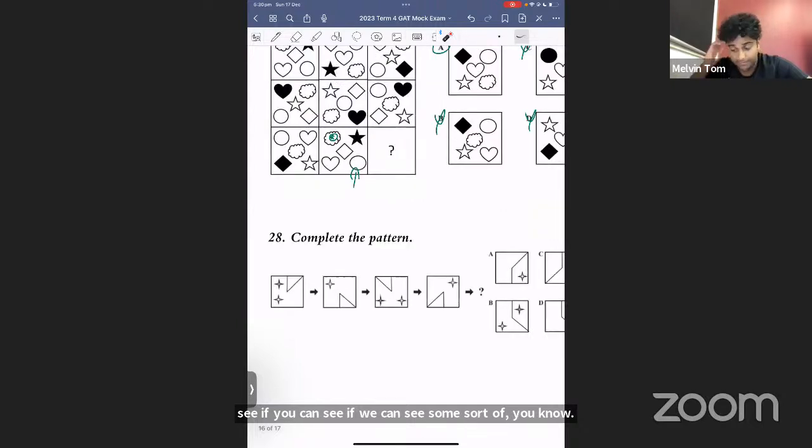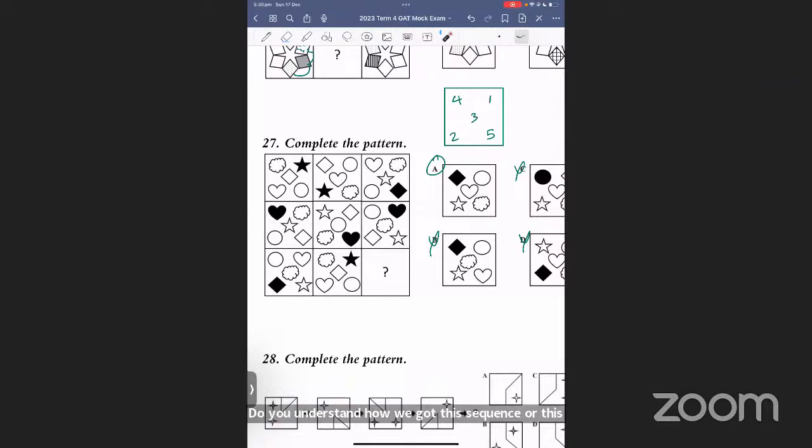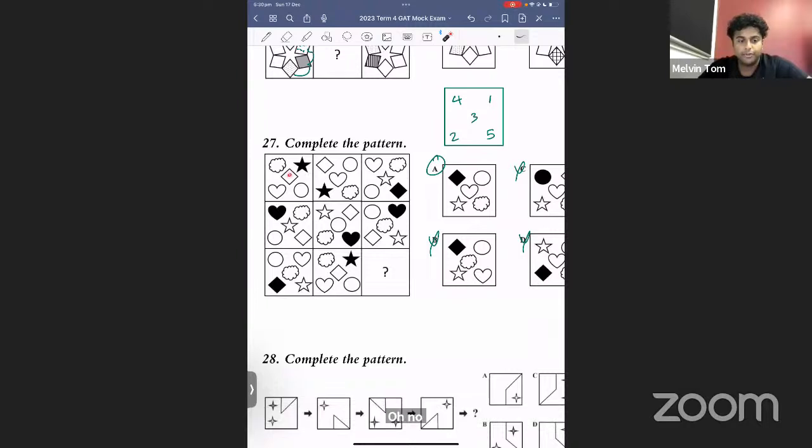Someone said they don't understand 27. So, do you understand how this map works? Do you understand how we got this sequence or this order? We got it by looking at one random shape in the first image, and then we went from there. For example, in the first image, we chose a star, and that's why we have 1 here. And the star went from this position to this bottom left, so we said it's 2. From here, it went to the middle, so we said it's 3. And then it stops there. But to help us continue, luckily for you guys, this is the exact same as this. So we can continue in this way.